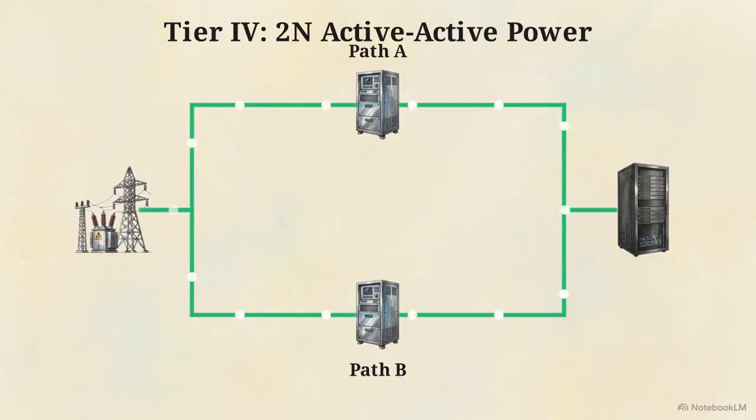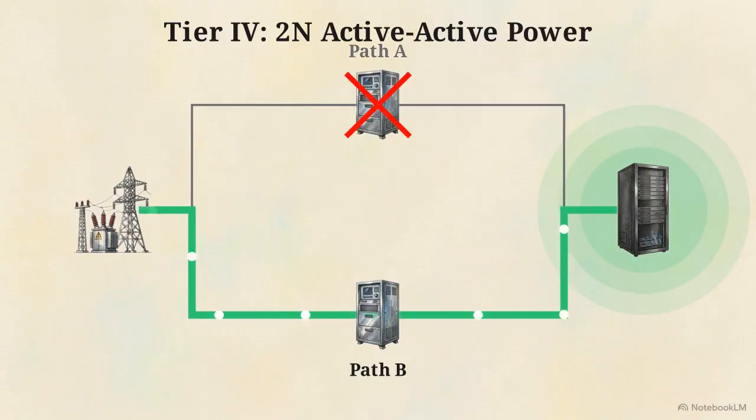In this topology, both independent pathways are constantly live and simultaneously feeding the server load at all times. If a component blows out on path A, there is no manual switchover. The active feed on path B continues to push electricity, instantaneously absorbing the load without any human intervention.